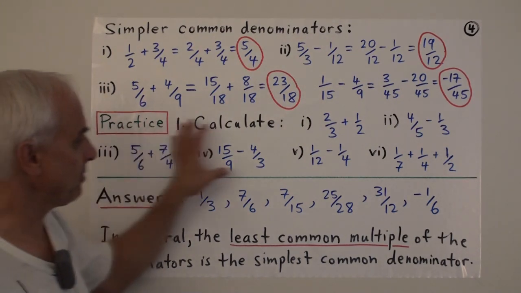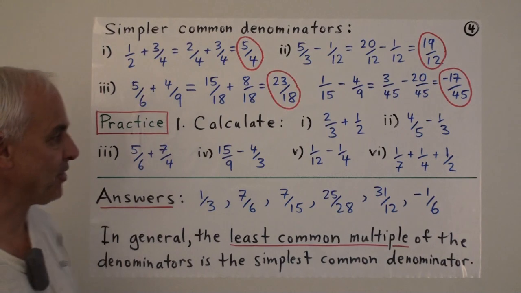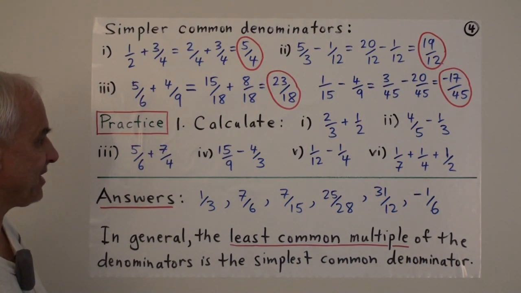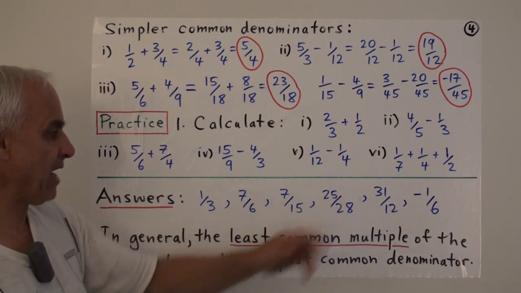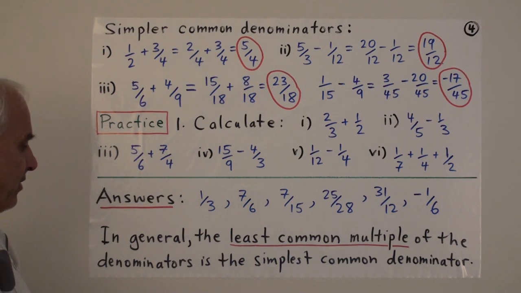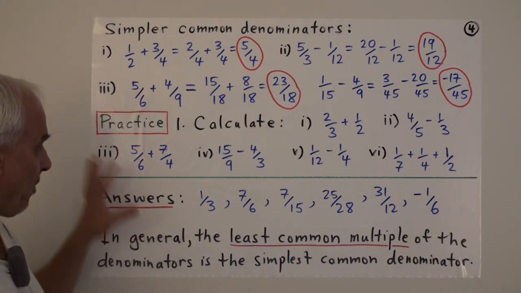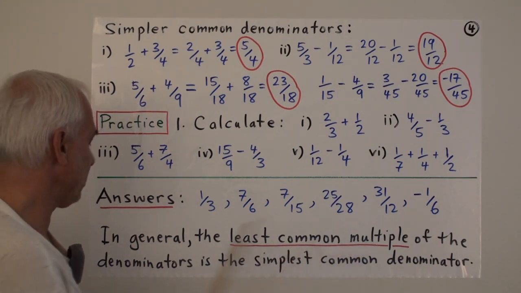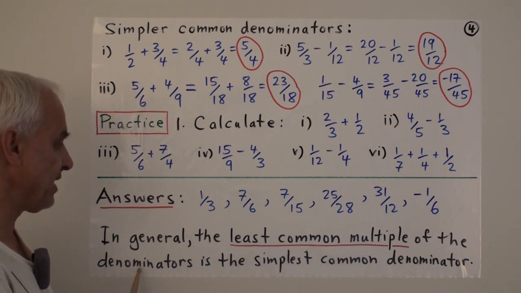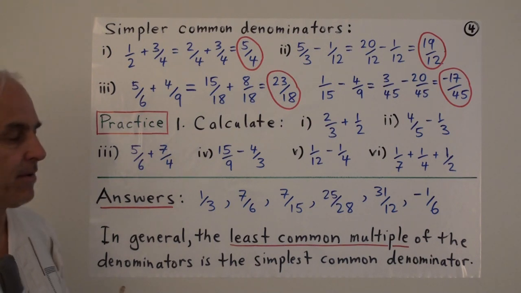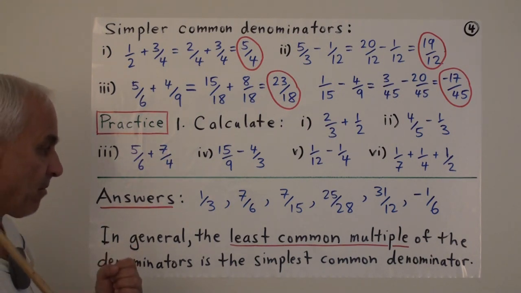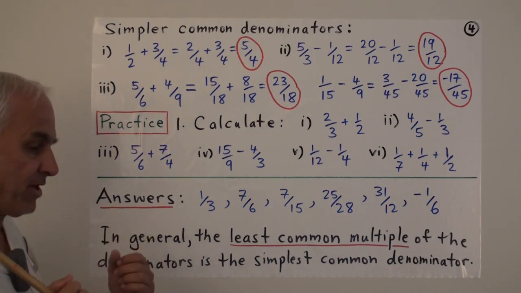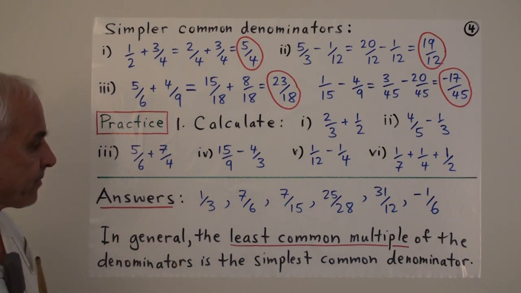Alright, so here's some practice problems for you to do. Calculate the sums and differences, and here are the answers in some order or another. And in general, what we're doing here is the least common multiple. So the least common multiple is the simplest common denominator that we can use. It's the multiple of both of them, which is the smallest one.